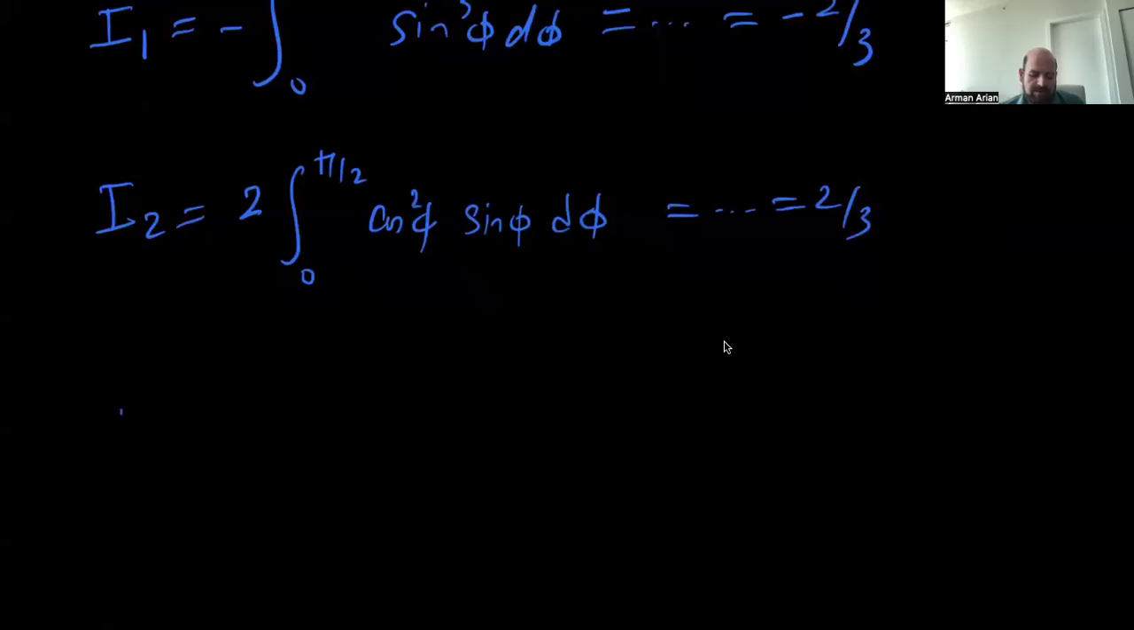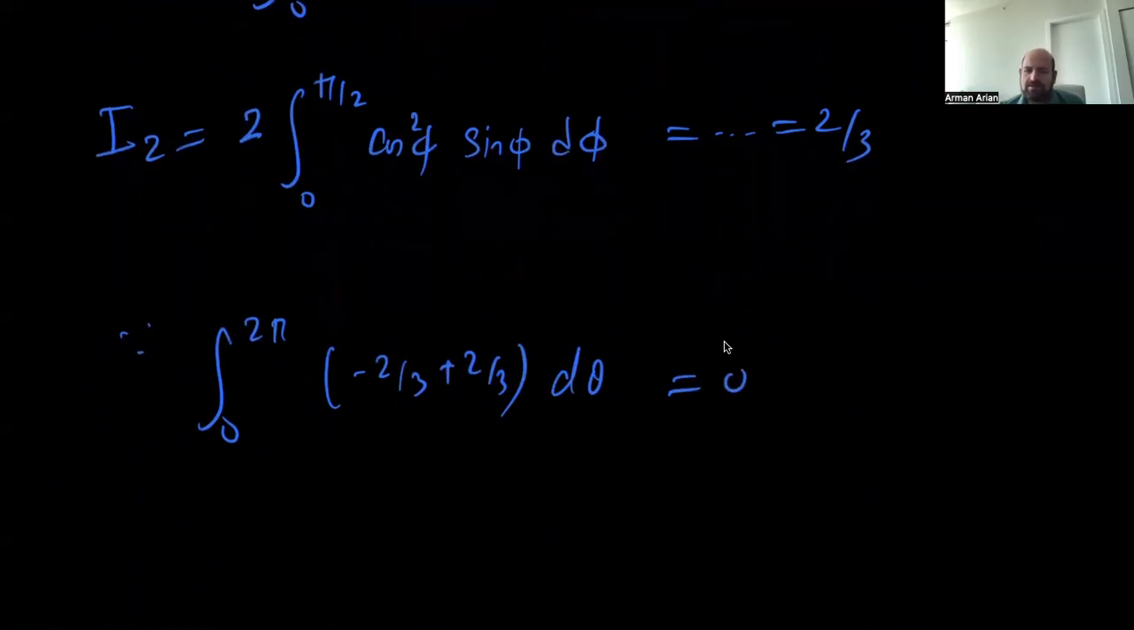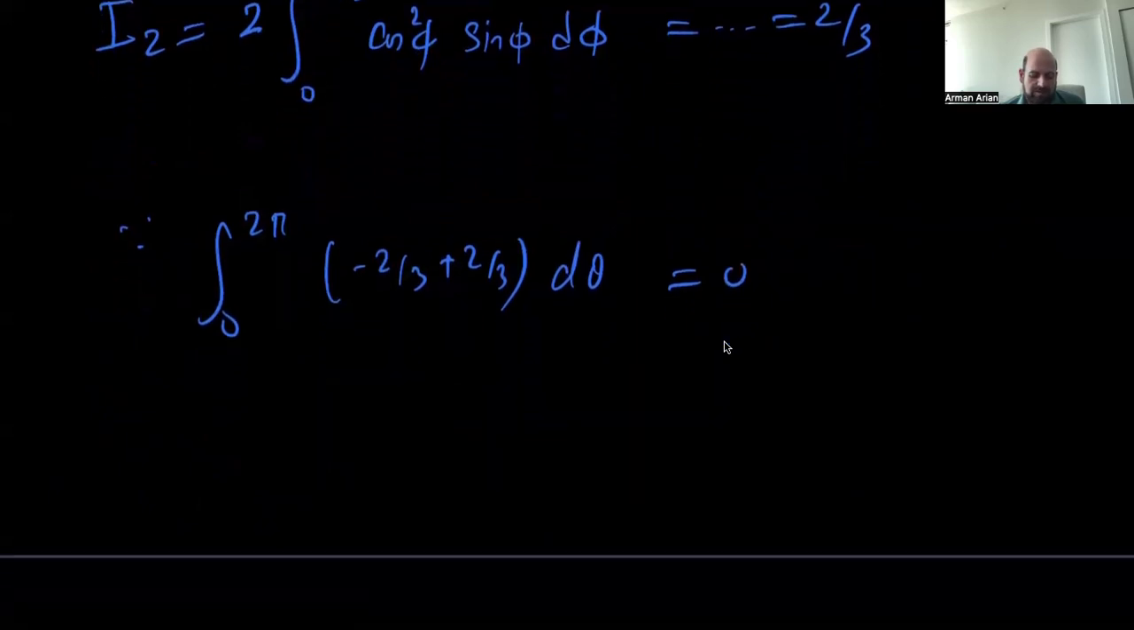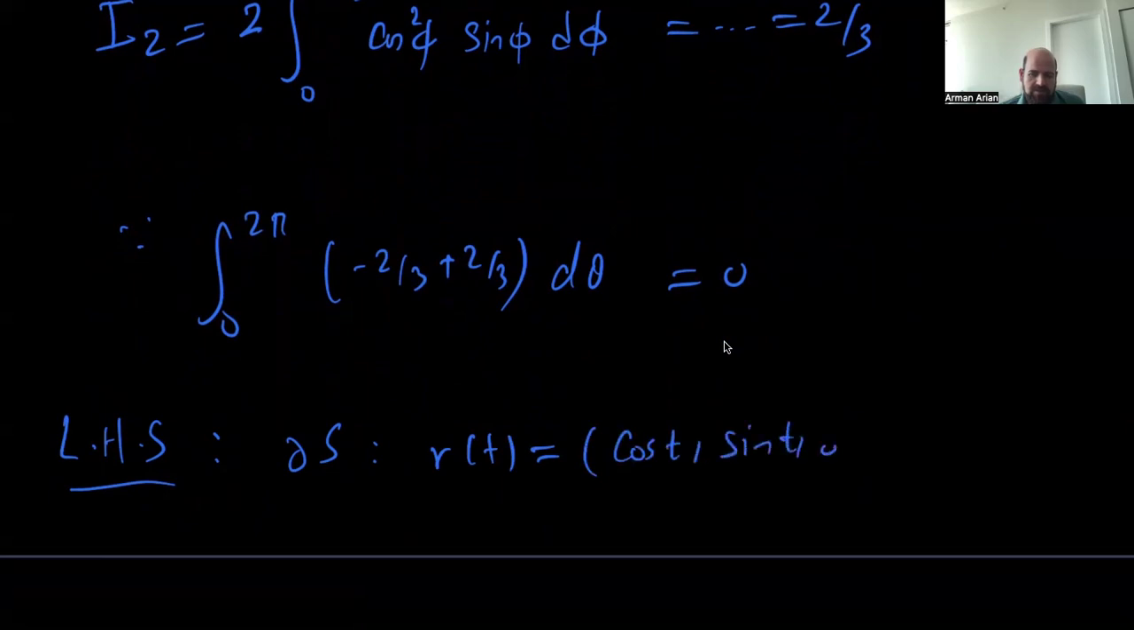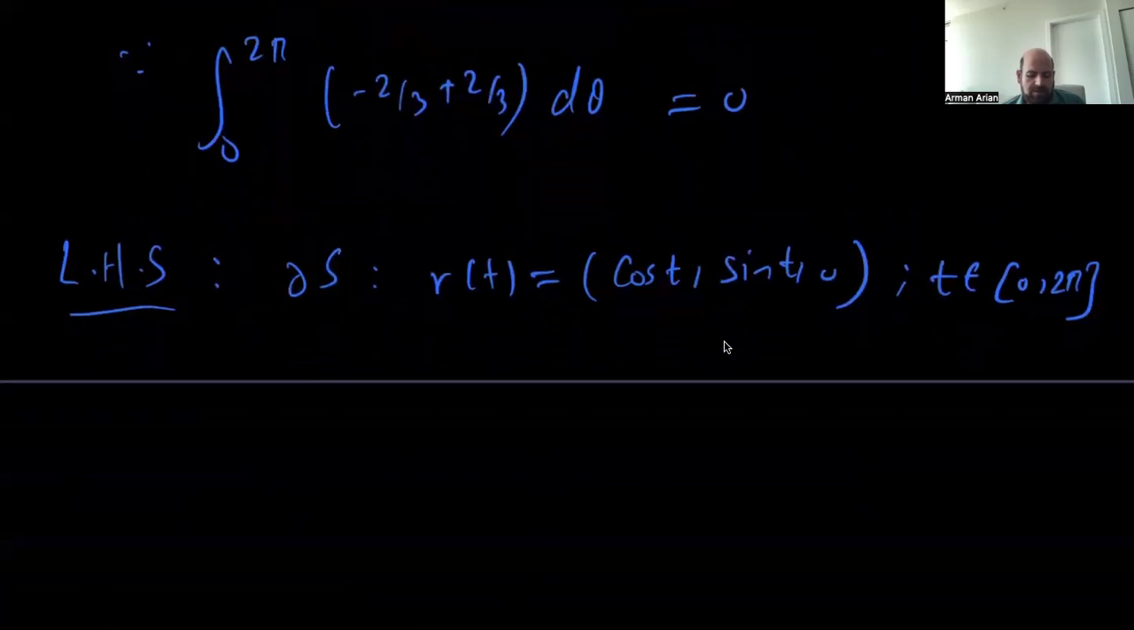So then, therefore, the integral will be integral 0 to 2 pi minus 2/3 plus 2/3 d theta. Integral of 0 is 0. Right-hand side becomes 0. Now let's calculate the left-hand side. Left-hand side, we had boundary of S. We can parameterize as R of t equals cos t, sine t, and 0, again with t changing between 0 to 2 pi. And calculate f of R of t dot R prime of t dt.